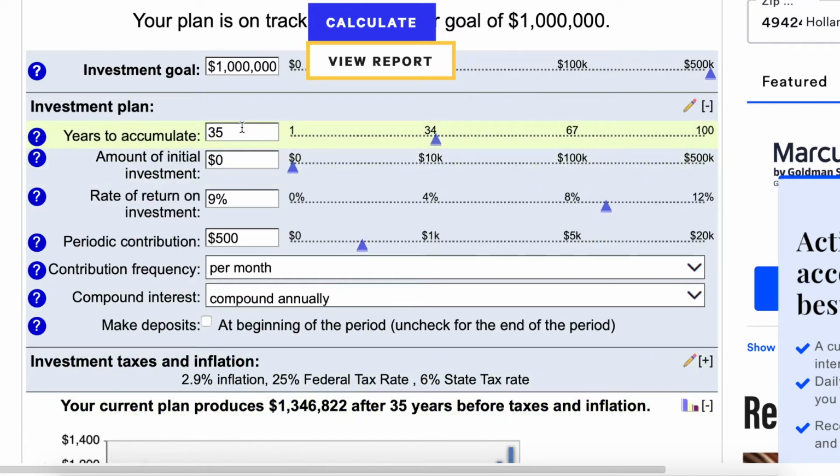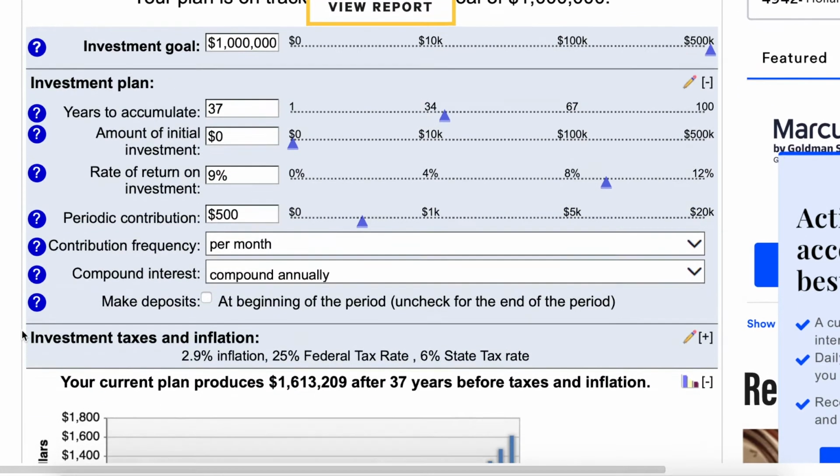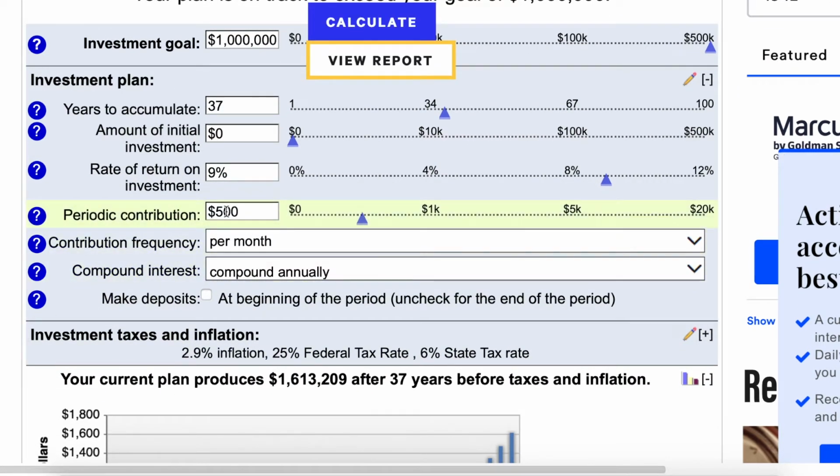Let's say you wait a couple more years. Let's say you wait 2 extra years and you retire at 62 instead of 60. You would have about $1.6 million. So there are different ways of going about this. If you could invest more, that would be great. But a lot of people don't know how much they need. Let's say you think you need about $1 million.